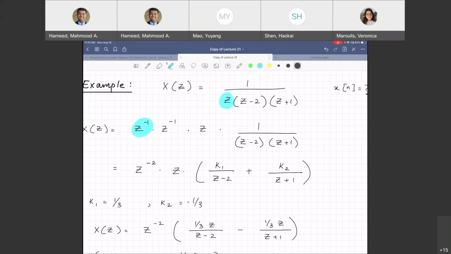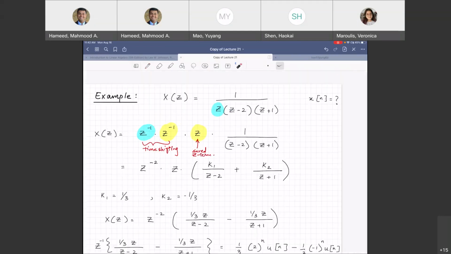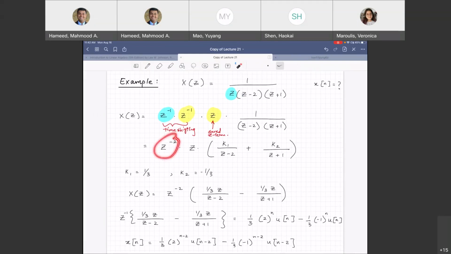Now, I needed another z in my numerator. So in order to get a z in the numerator, I multiplied by z, and to compensate for that, I multiplied by z inverse. Now, if I combine these two at a later stage, I can use the time shifting property, right? And I can use this one as the saved z term. You see that? And then I will use the same thing. So I've got z to the minus 2, and then I've got the saved z term here.